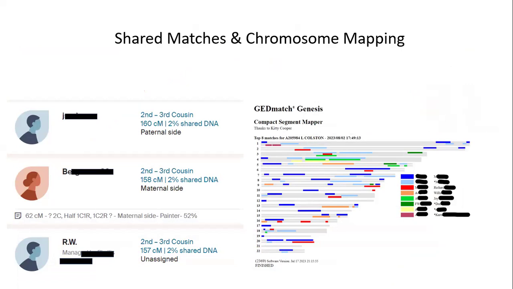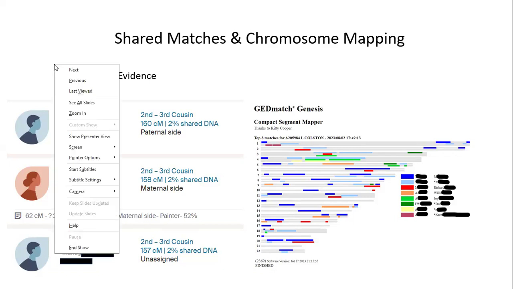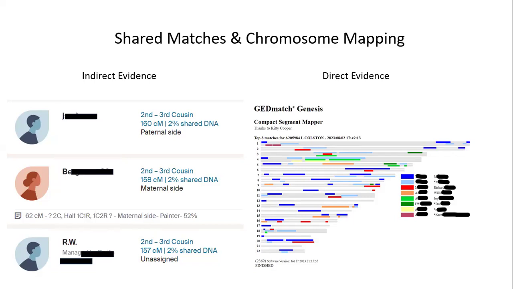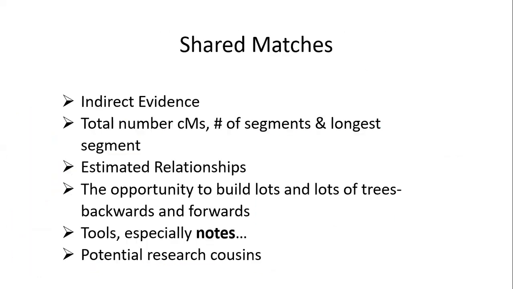Now, one of the differences between the two is that shared matches is indirect evidence. That means you have to have other evidence to support it. You cannot necessarily hold it alone by itself in regards to the names of the people, the identities, and we're going to see why in a little bit. Chromosome analysis is direct evidence because you're actually taking that little piece that you match and overlaying it onto your chromosome map to see where they fit.